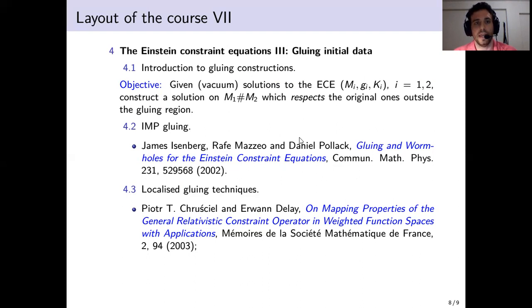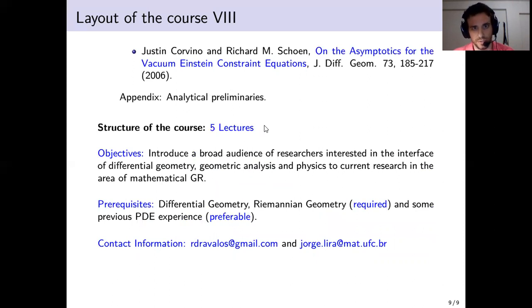And this can be done, for instance, via a foundational paper due to James Isenberg, Rafe Mazzeo, and Daniel Pollack, that is called the IMP gluing. Here, what we get is this connected sum construction, and we get that the solutions outside the gluing region are close to the original ones. A further development in this direction is given by trying to produce localized gluings which actually agree with the original solutions outside the gluing region. This is done, for instance, following foundational papers by Chruściel and Delay and also by Corvino and Schoen.